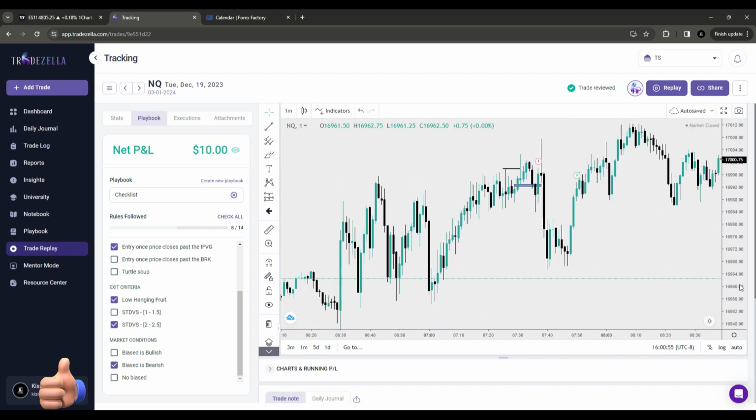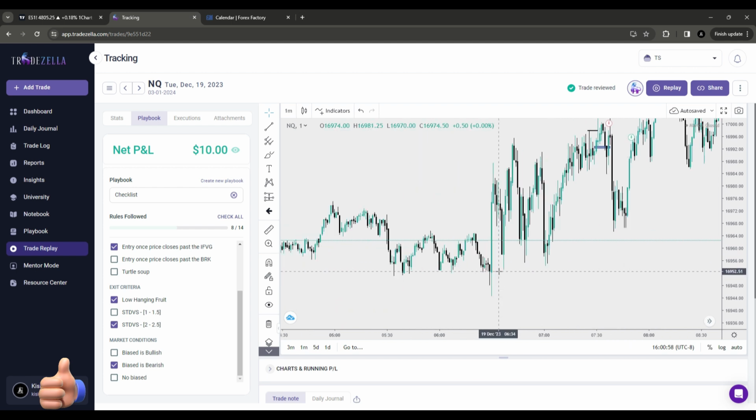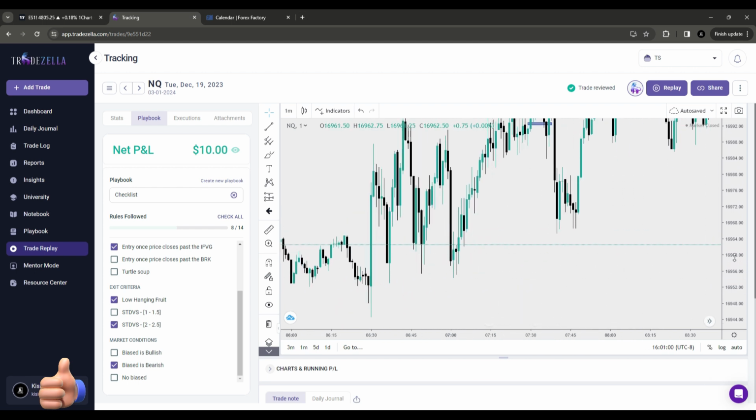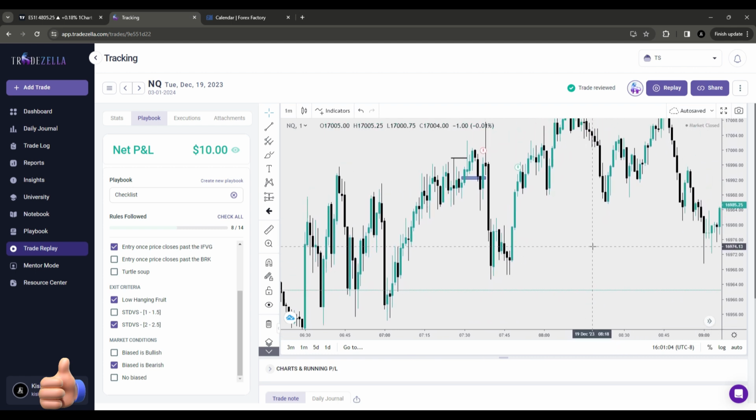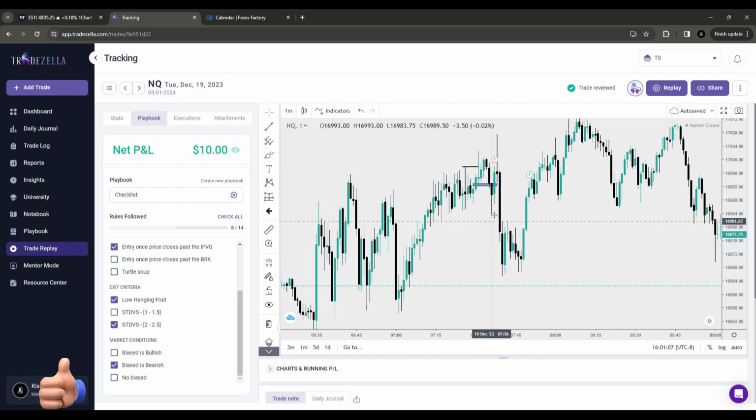Now you're saying, okay, why didn't you exit once we displace lower? My target were these relative equal lows right here. These relative equal lows, at the time they looked very high probability, but obviously it didn't work out. Price comes up, and I get stopped at break even.